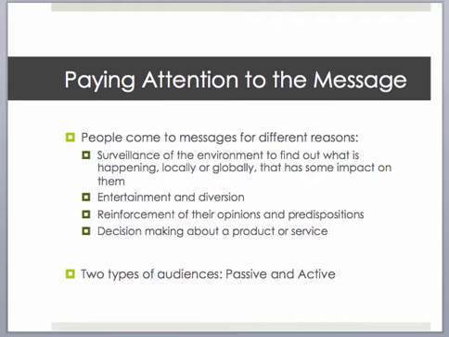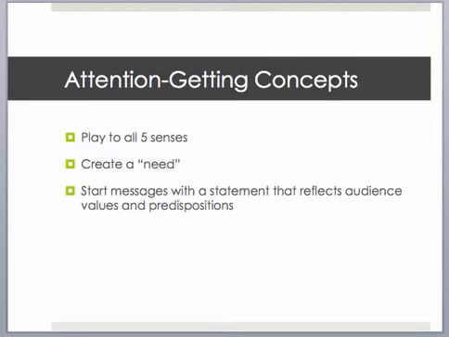The other type of audience is the active audience. This is made up of individuals that actively seek information, are already interested and engaged, and are in search of more sophisticated supplemental information. At any given time, you can have both of these audiences, so it is important to have multiple audiences. In order to get people to listen to messages and pay attention, PR professionals can incorporate different attention-getting concepts.